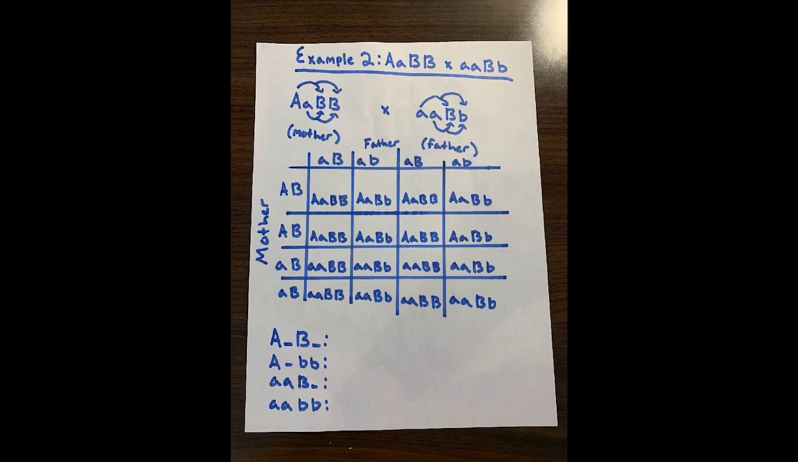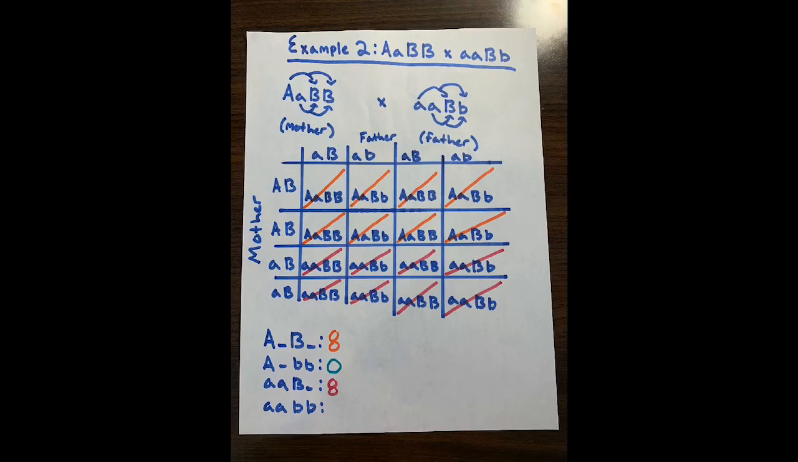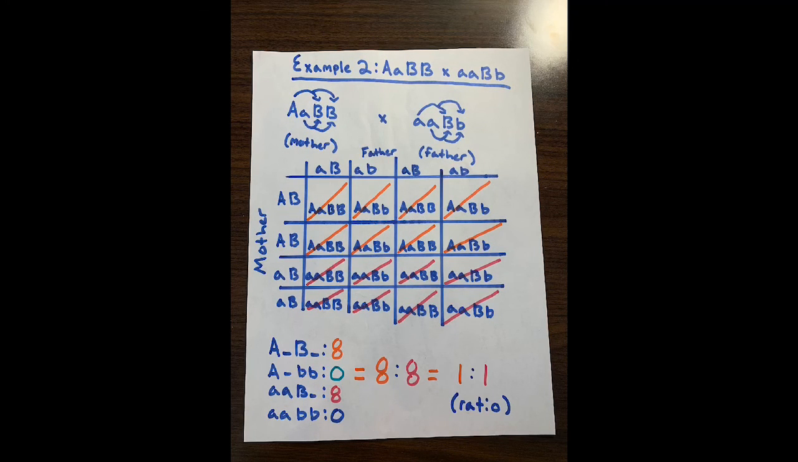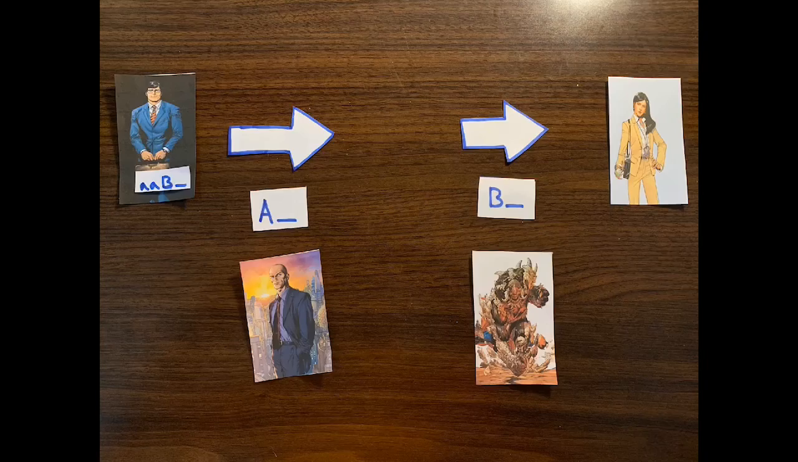For the next example, we're going to look at two parents with different types of alleles. So we're going to have 8 big A, big B, 0 big A, little b, 8 little a, big B, and 0 little a, little b, which creates an 8-to-8 ratio, which is equal to a 1-to-1 ratio. So half of them will be able to go all the way through and save their girlfriend, and half won't be able to.